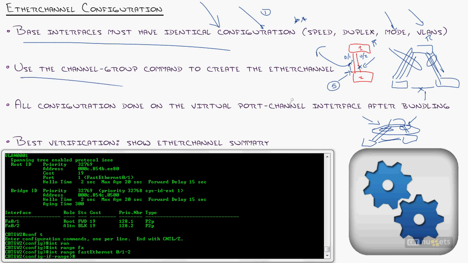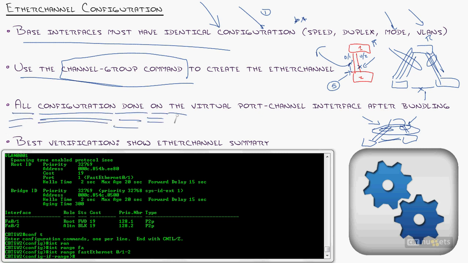Then you can use the channel-group command. This is what actually creates the EtherChannel. Now, when you do that, all future configuration is done on the virtual port channel interface. This is a big deal. So when you type this command, you're going to see this mystical new interface appear. That's going to be where you put all your future configurations. So that makes it easy.